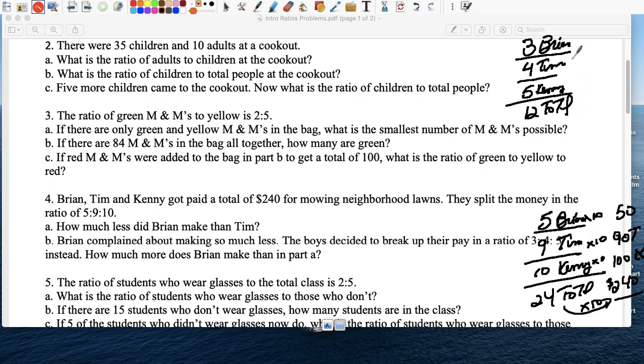So they changed the ratio to that. Well, let's see how the other things change. When there's 240 in total, what's the relationship here? It's times 20. So this would be times 20, which means Kenny makes 100. Tim's going to make 80. And Brian's going to make 60. So how much more does Brian make than in part A? In part A, Brian made 50, so he's going to make $10 more. Okay.